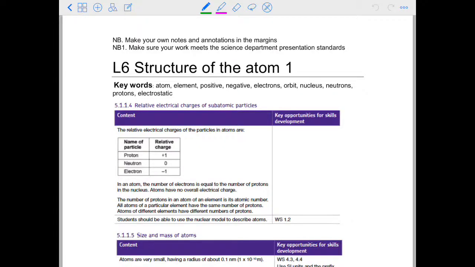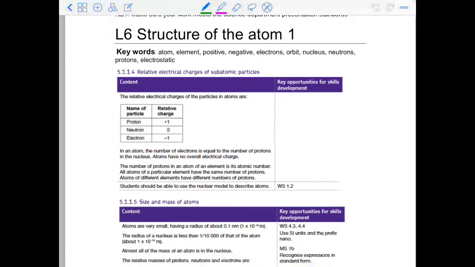Hello, ladies and gentlemen, and welcome to Lesson 6 of Atomic Structure, Part 1. This is our second last lesson in the booklet, where we talk about the first half of structure of the atom. Next lesson will naturally be the second half of structure of the atom, and then we'll be finished with this booklet, ready to move on to the next one.